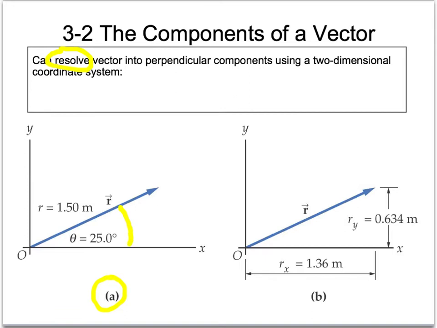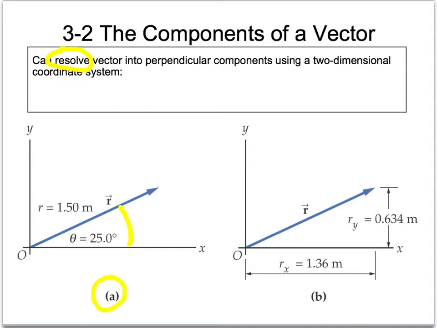Okay, now if you're wondering, well, how would you know 25 degrees? You can set up your own coordinate system. So I could set up a coordinate system around that vector that might have a different angle, and I'll get the same answers. Okay, so I have a vector 1.5 meters long at an angle of 25 degrees with respect to the x-axis.